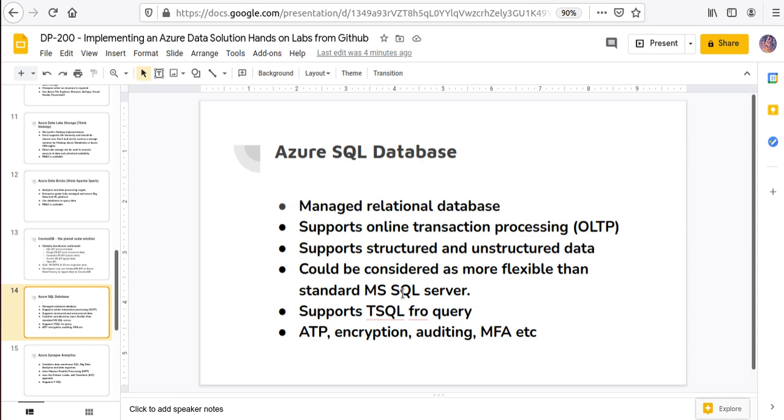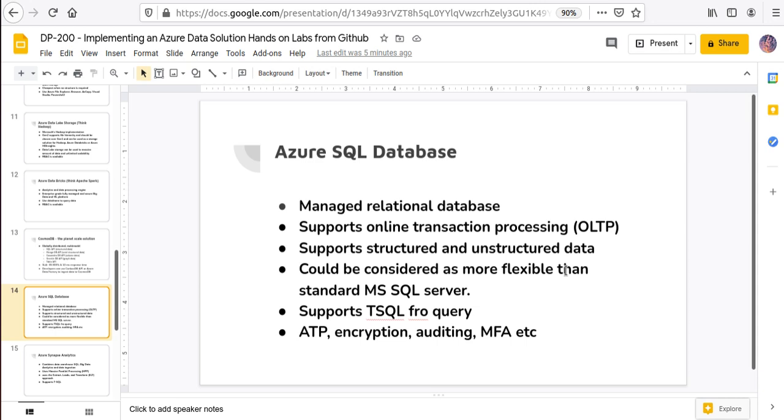This one supports online transaction processing, OLTP. It's a managed relational database. It can also support unstructured data if you have XML type data. And you can consider this as more flexible than standard MS SQL Server. You don't have to worry about the security.